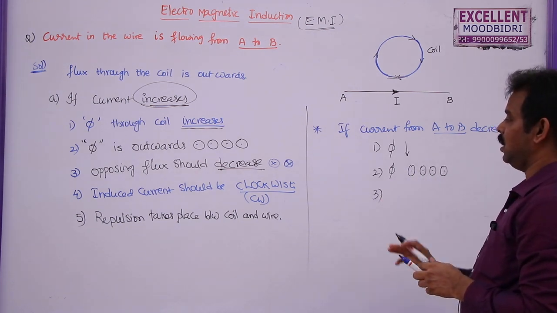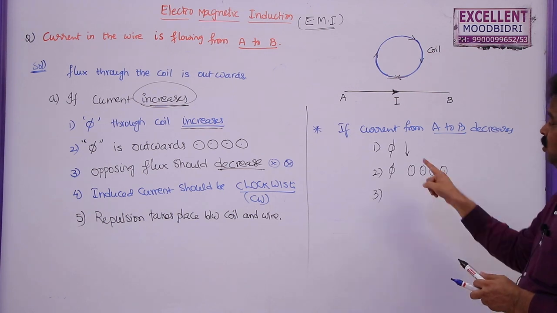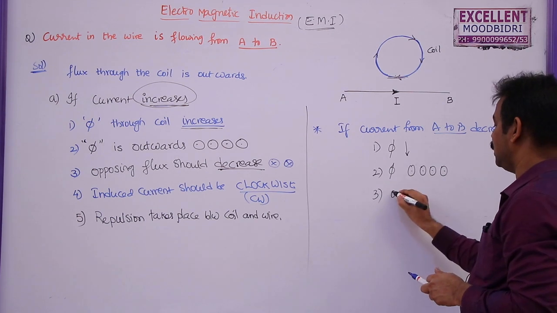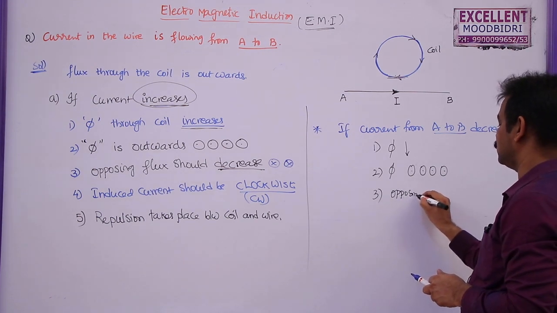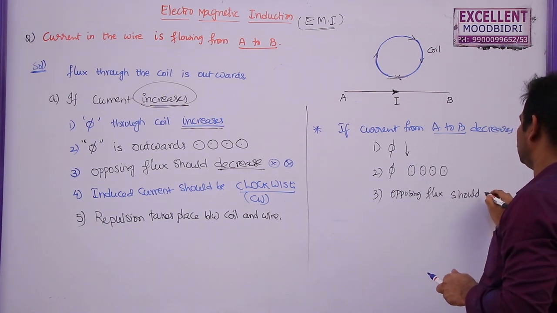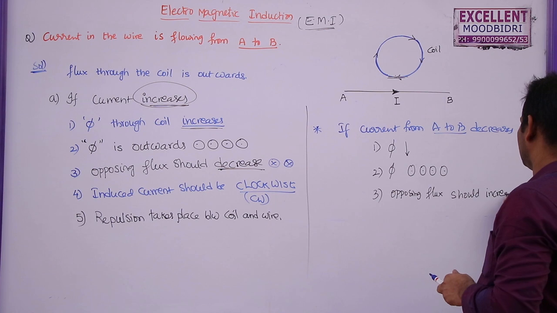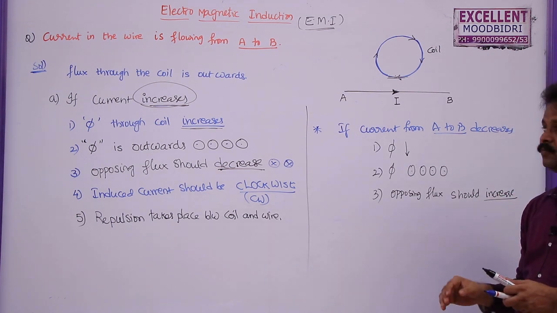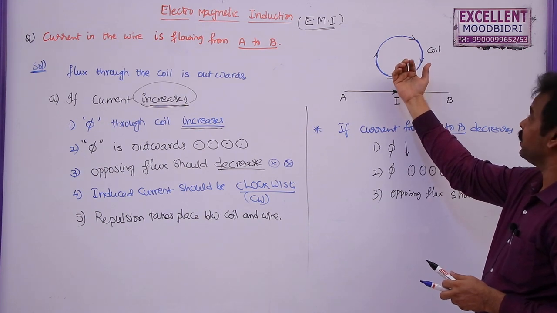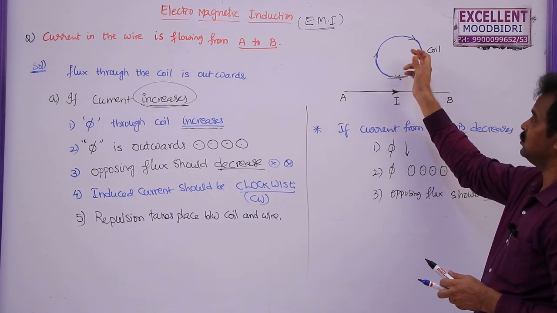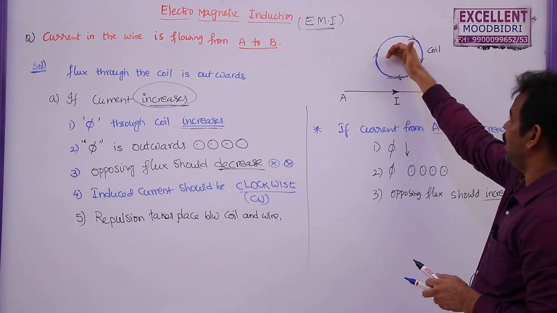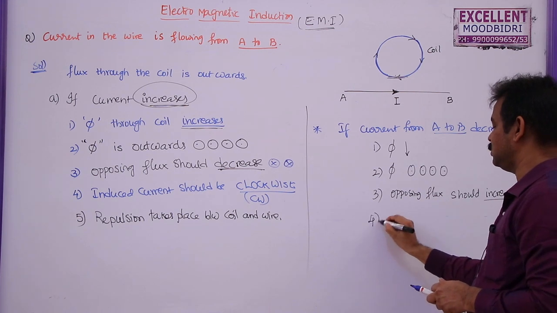Third, the opposing flux should try to increase this flux. Earlier the opposing flux was trying to decrease, but now the opposing flux should increase this flux. How to increase the decreasing flux? Here flux is outwards and these lines are gradually decreasing. So the direction of the current in the coil is such that it will try to increase the outgoing flux. So the direction of current should be anti-clockwise to increase this flux.